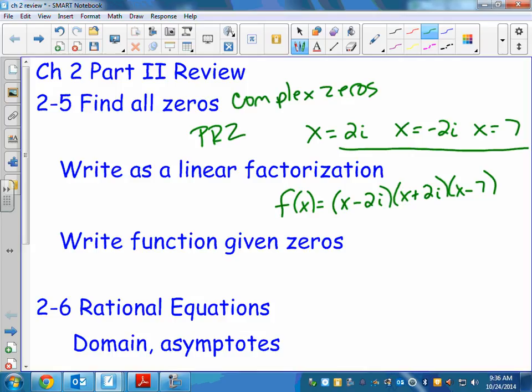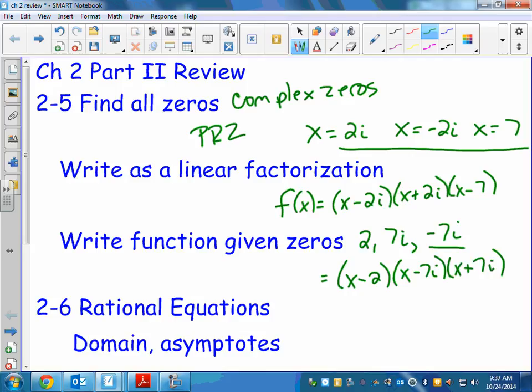But the other thing we did in that section was given zeros, write the function. We had this on Chapter 2 Test Part 1, but the difference is now I can give you imaginary zeros. So I could say write the function given the zeros 2 and 7i. If you just write the function with 2 and 7i, you're going to get the wrong answer because you have to remember if 7i is a zero, negative 7i is also a zero. Conjugate, actually. Conjugate. So you would say x minus 2, x minus 7i, x plus 7i.